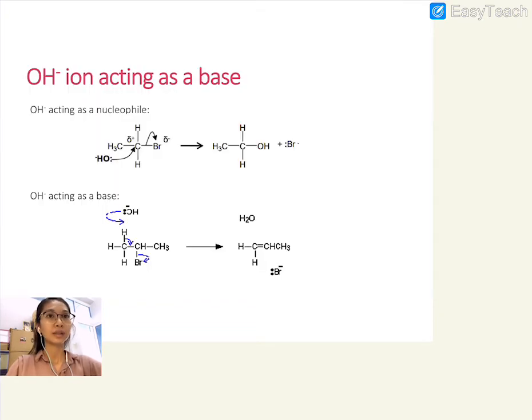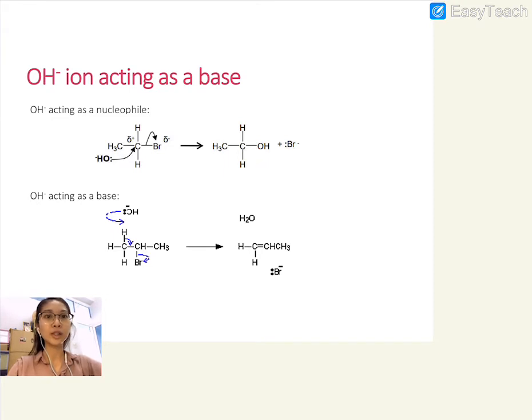As we already learned previously, in the substitution reaction, let's say we have our nucleophile, OH minus. So the OH minus, which acts as a nucleophile, will attack the partially positive carbon here and then will expel the electron to the Br, forming the bromide ion and our substitution product, which is an alcohol.